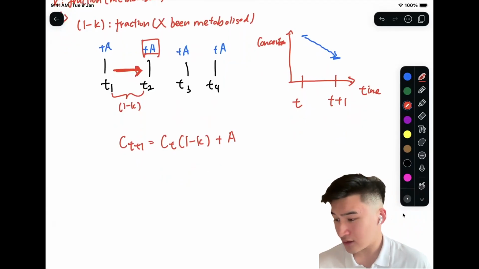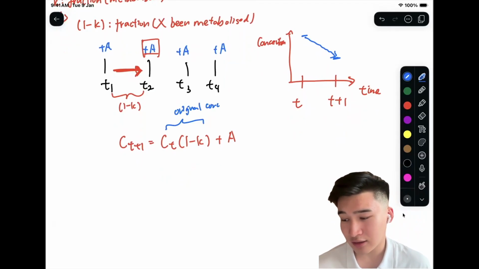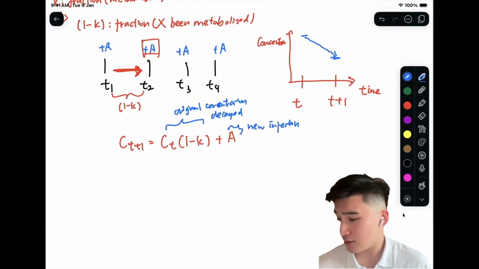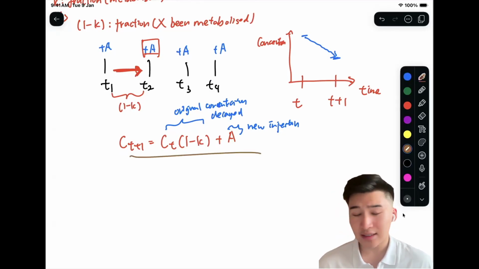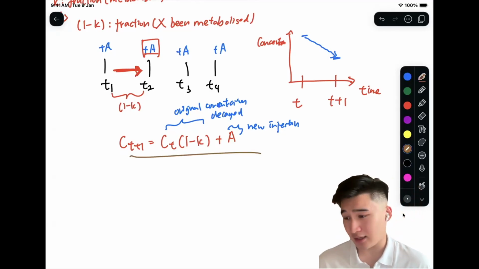First of all, we have the original concentration, which is decayed, and we also have A, which is our new injection. So this is the answer for part A: C_(t+1) equals C_t times (1 minus K) plus A.